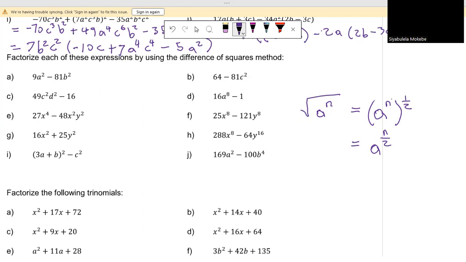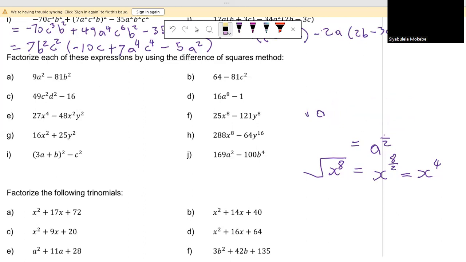This is going to be important because if you have something like x to the power of 8, it means this is going to be x to the power of 8 divided by 2, which is x to the power of 4. So when you take the square root of x to the power of 8, you're basically dividing this exponent by 2 to get 4, right? So those preliminaries are going to be important. Now let's start moving for the sake of time.